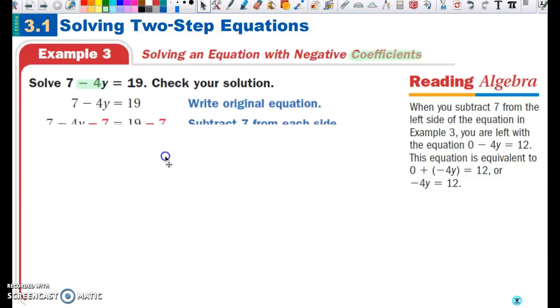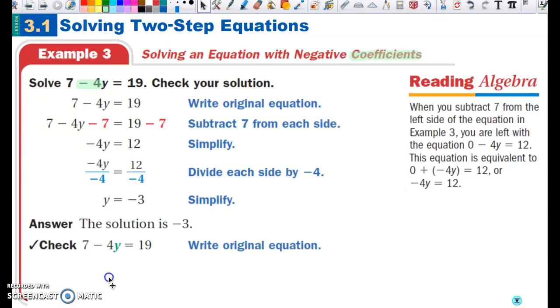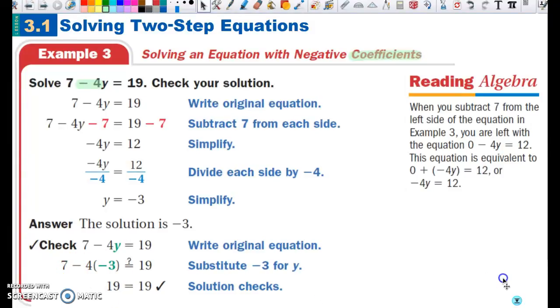So here's how we solve that equation. First, you subtract 7 from both sides, and the 7 will associate with this negative 7 and become 0. And you're left with negative 4y equals 12. Then you're going to divide both sides by that negative 4. Of course, y has to be negative 3. Now let's check the answer. Go ahead and put negative 3 in for y, negative 4 times negative 3 is a positive 12, plus 7 is 19. It works.